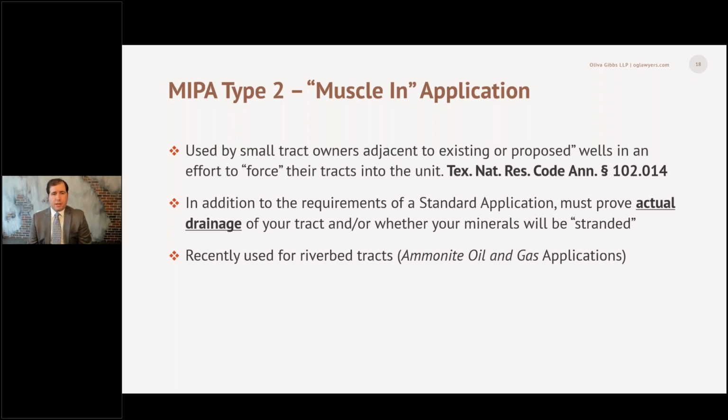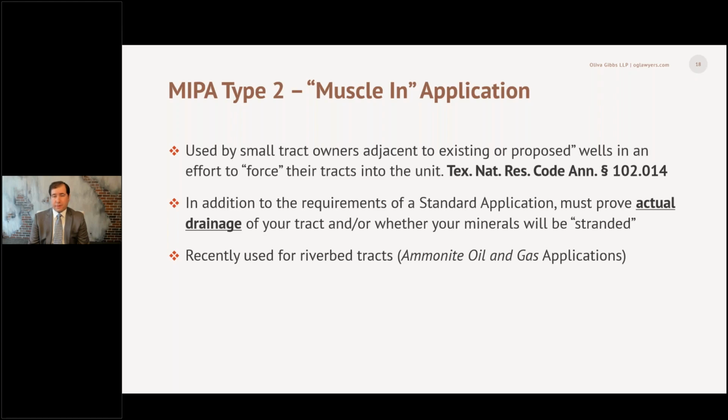Another type of MIPA is the muscle-in application. This one's going to be different than the standard one we talked about, where you have those tough unleased owners to work with that are really preventing you from drilling your intended horizontal well. In this application, you may have a production sharing agreement, or you may have an allocation well that you are drilling or intending to drill. And there's maybe a small tract owner that you've purposely left out of your production sharing agreement or your allocation well that you're going to drill.